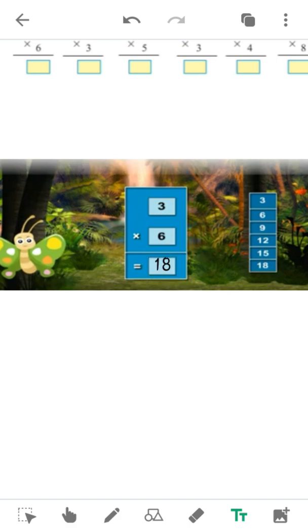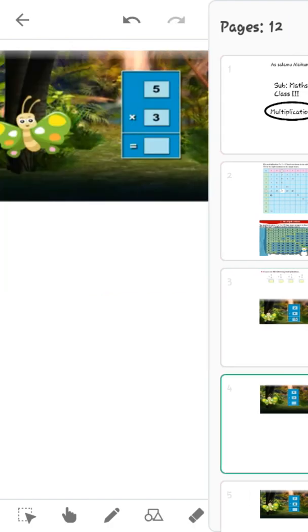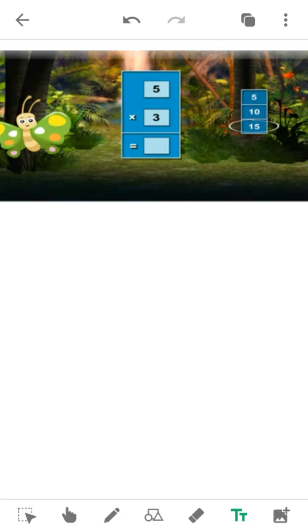Okay. Next example is 5 multiplied by 3. So if you read the 3 table 5 times, you will get the answer. So 5 1s are 5, 5 2s are 10, 5 3s are 15. So 5 multiplied by 3 is 15. Write down 15.